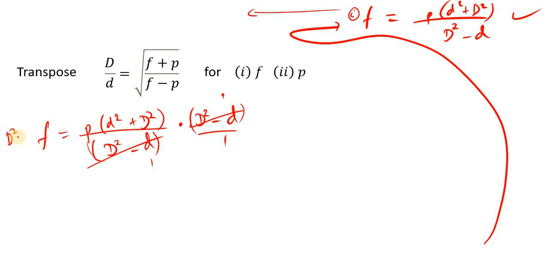What I do to this side, I must also do to this side as well. So we have d squared minus d. All right. And so now I'm going to just write the p first. So p, open bracket, d squared plus capital D squared equals, let's write what we have over here, d squared minus d in bracket f.